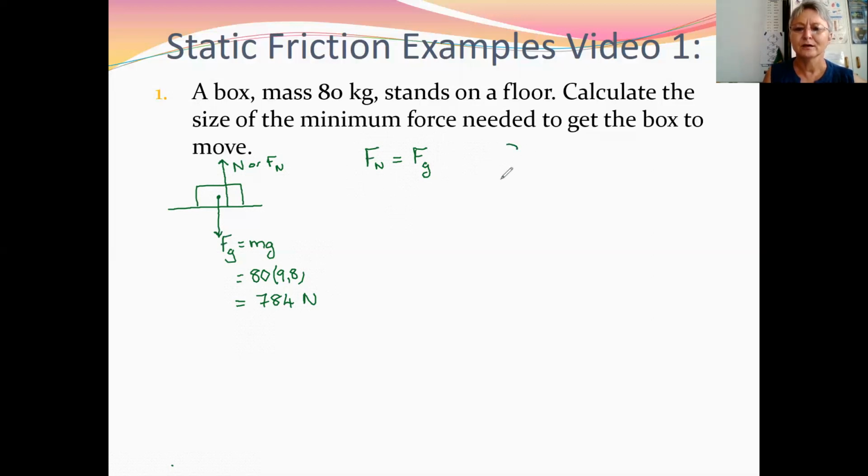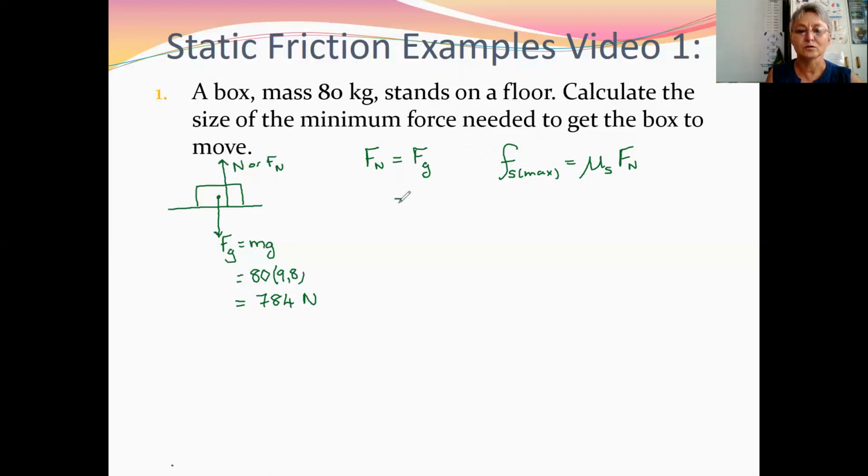And I know that the maximum static friction would be equal to the coefficient of static friction times the normal force. Oh my, I have forgotten something. This thing is standing on a floor, and they want us to calculate the size of the minimum force needed to get the box to move. So what must the applied force be in this case?